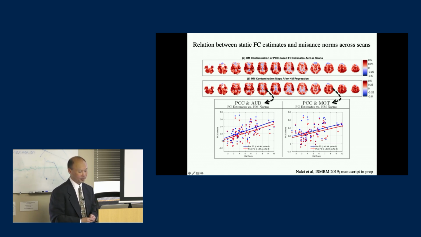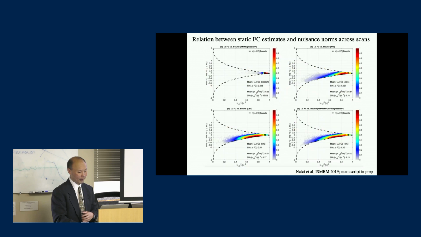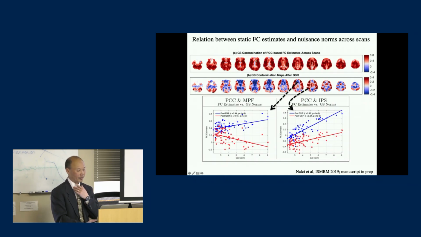And even after you do regression, you're still highly contaminated. Okay? Now, this isn't totally surprising. It's known that head motion regressors aren't very effective. And so maybe you want to up the game a little bit and go to global signal regression. And so let's take a look at that. This is just a slide showing that the same bounds apply. But let's spend a little more time on this one. So this is global signal regression.